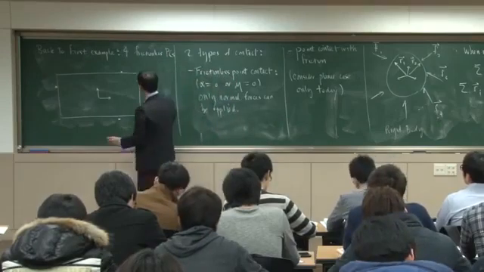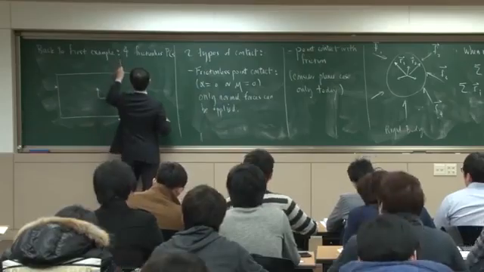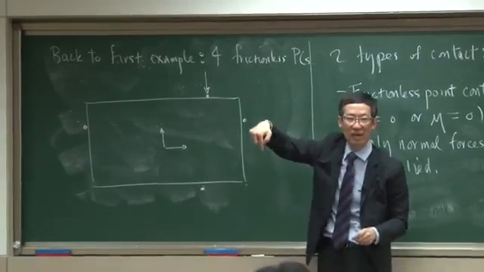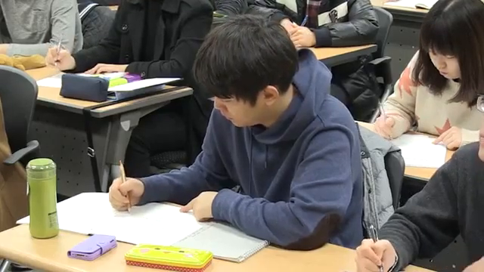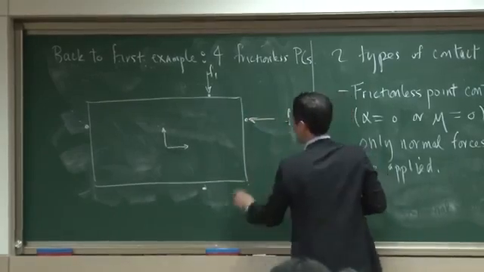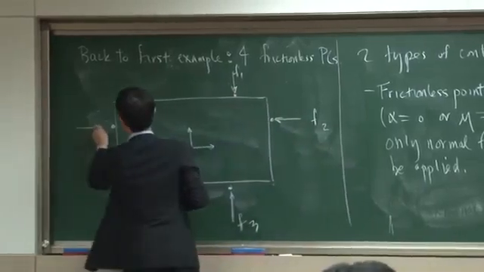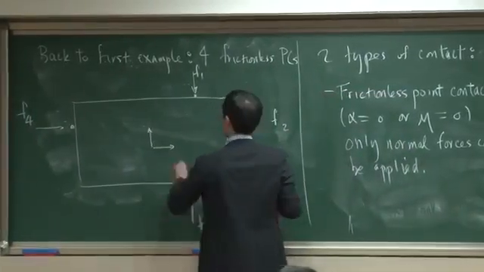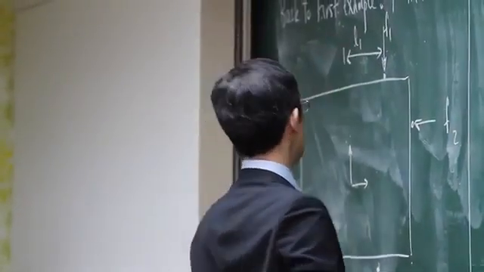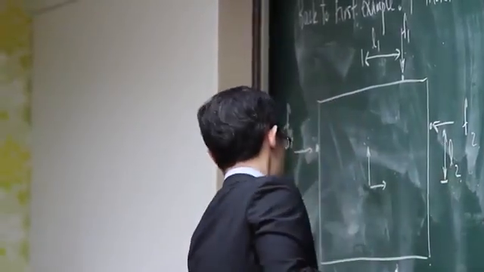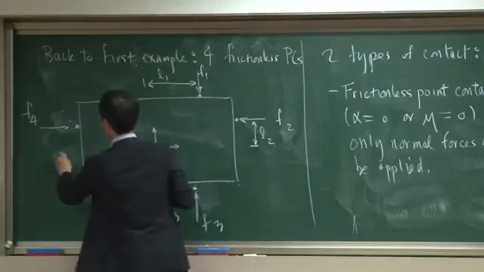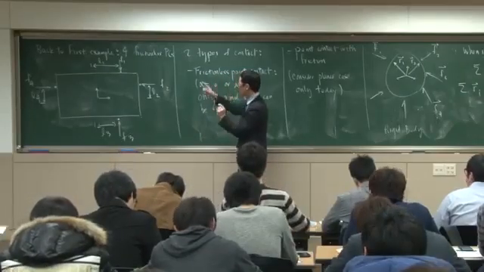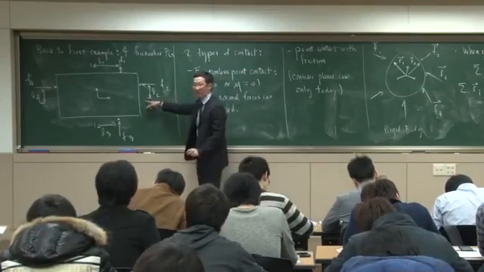We also need some dimensions. The contacts are frictionless, so that means forces can only be applied in the normal direction. Let's call this force F1, this is F2, F3, and finally F4. Some more dimensions: let me call this distance L1, this L2, this will be L3, and finally this will be L4. So here we go. We have 4 frictionless point contacts in contact with this picture frame.